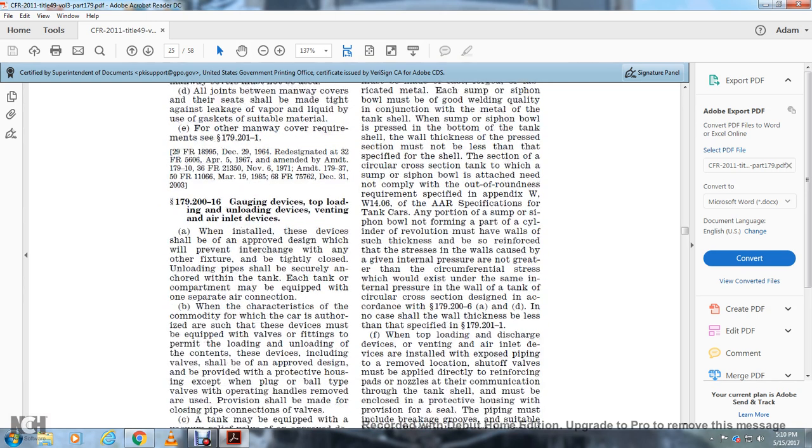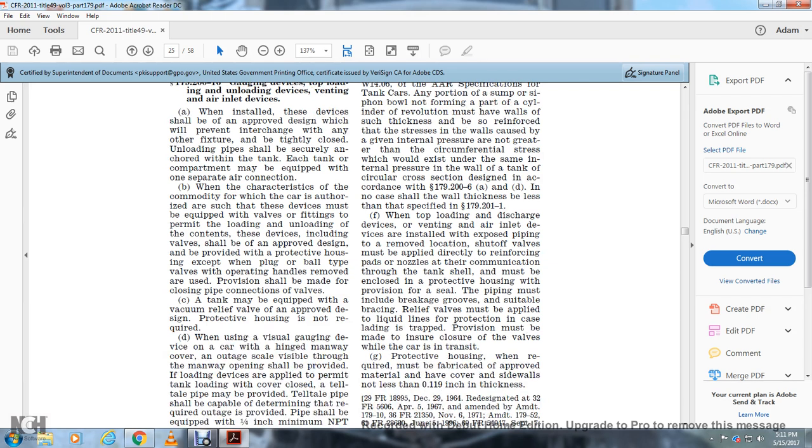Any portion of the sump or siphon bowl not forming a part of the cylinder of revolution must have walls of such thickness, or be reinforced, that the stress in the walls caused by the given internal pressure is not greater than the circumferential stress which would exist under the same internal pressure in the wall of a tank of circular cross-section designed in accordance with 179.206 A and D. And in no case shall the wall thickness be less than specified in 179.201-1.